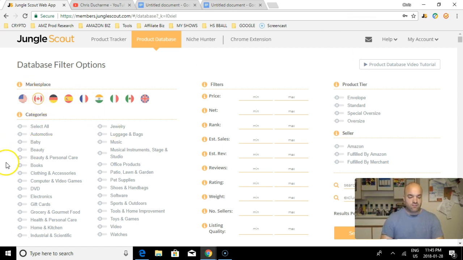We're going to choose the Canadian marketplace. The next thing that you want to do is determine what categories you want to do research in. You can either be picky and say, I want to sell in this category or this category or this category, and you can fine tune it to the categories that you want to research and sell in.